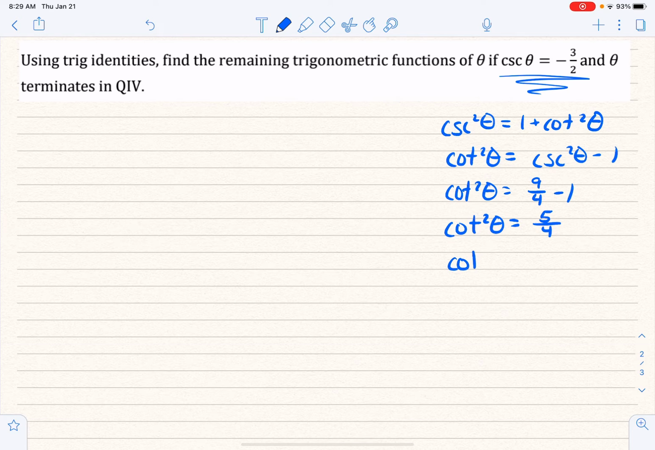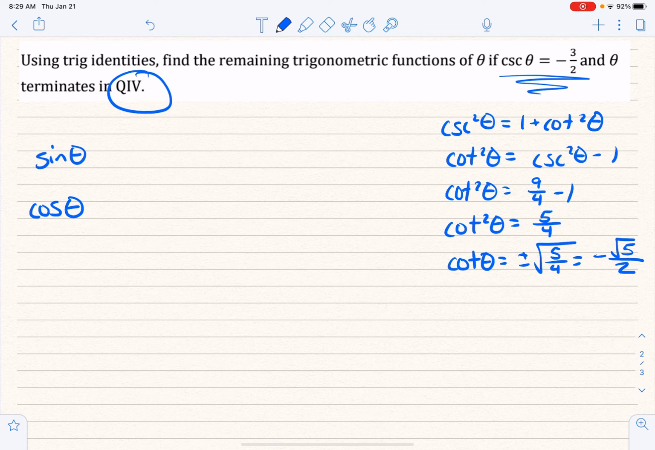So then cotangent theta is going to be equal to plus or minus square root of 5/4. This is in quadrant 4, so cotangent is negative in quadrant 4, so this is going to give me negative square root of 5 over 2. Okay, and from that, you should be able to get everything else.